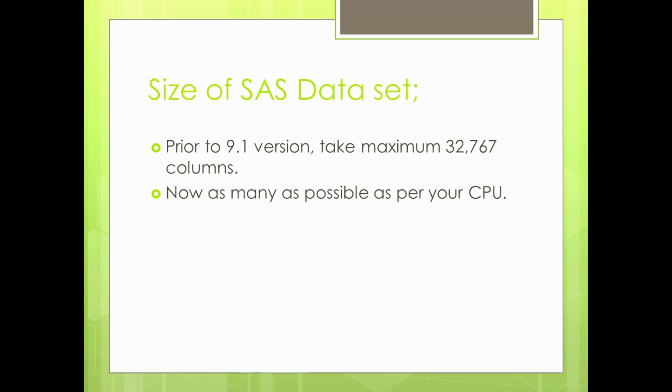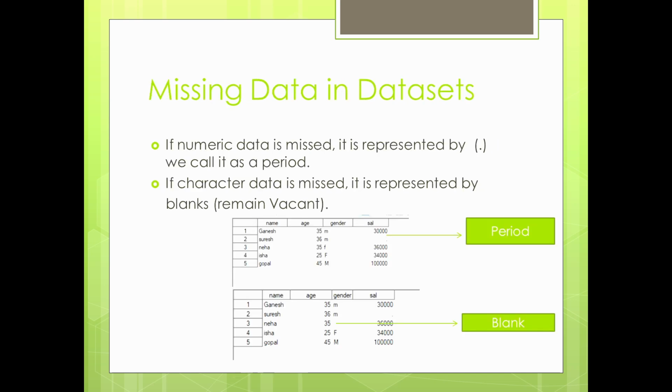In continuation to the first video, now I'm going to discuss the basics of SAS. So first, the size of a SAS dataset. Now SAS version 9.4 is current. Prior to 9.1 versions, you could create almost 32,767 columns or variables. But now in the 9.4 version, you can create as many as possible as per your CPU capacity.